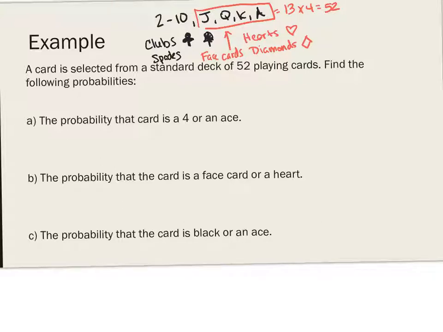The probability of the card being a 4, or, that's the union, an ace. Well, how many 4s are in the deck? There's 1 four in every suit. So you have 4 suits. That's 4 out of how many total cards? 52. And because these events are disjoint, meaning there are no cards that are a 4 and an ace at the same time in the deck, you can add their probabilities.